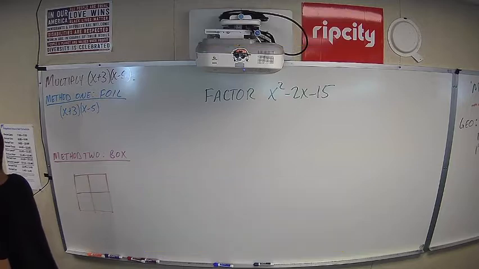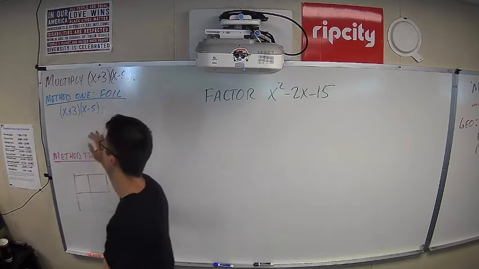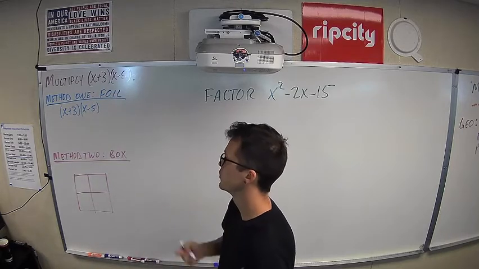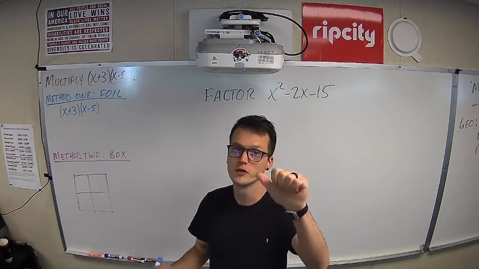So first thing, I got a little bit of review for us. We're going to practice multiplying two binomials together. The first method we learned was foiling. Remember, FOIL is first, outer, inner, last.